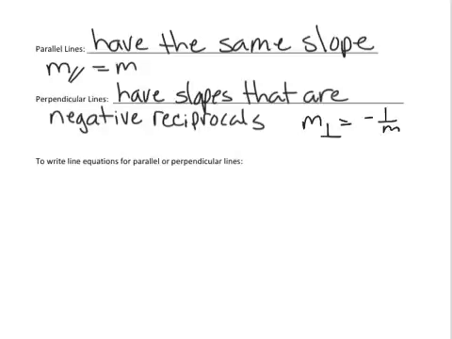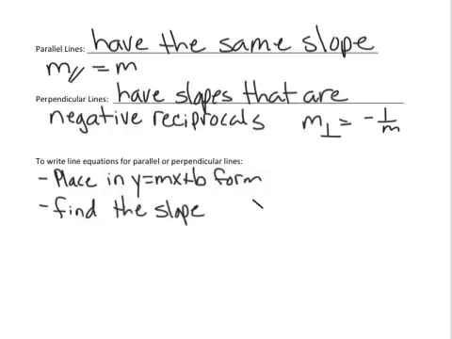So we're going to write down some steps to write line equations when I want to write them parallel or perpendicular to another line. The first thing you need to do, if it's not done already, is to place your original equation, your original function, into y equals mx plus b form. So you got to solve for y if it's not already solved. And then you need to identify the slope in that formula. Now the slope is going to be the coefficient in front of the variable. So m is going to be the slope.